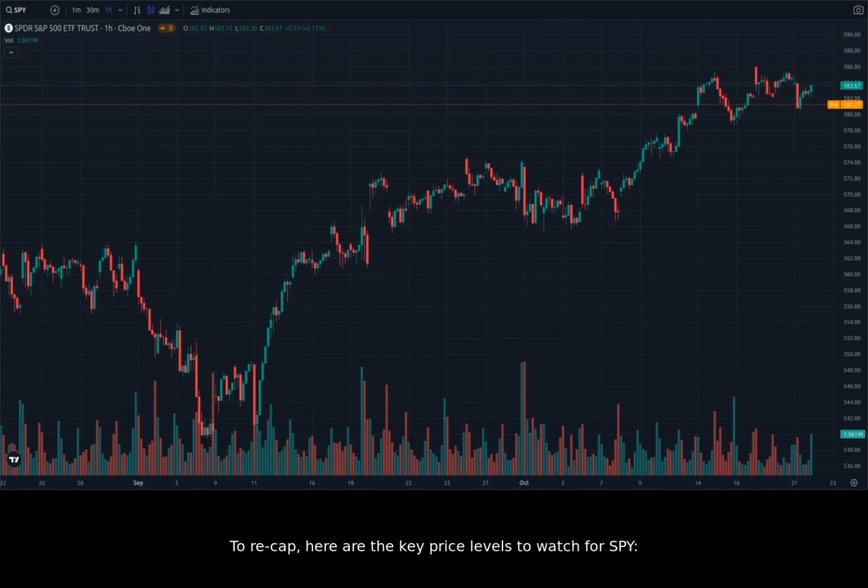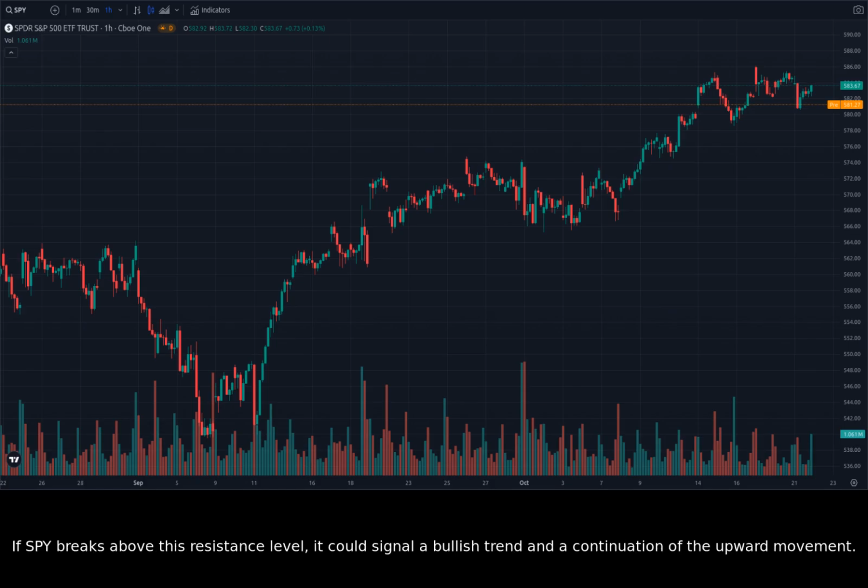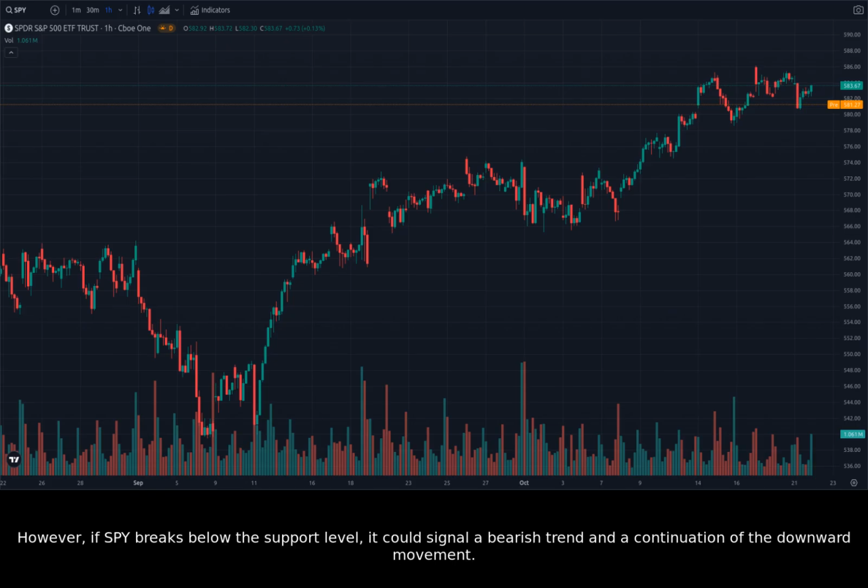To recap, here are the key price levels to watch for SPY. The recent resistance level is currently acting as a potential barrier to further upside movement. If SPY breaks above this resistance level, it could signal a bullish trend and a continuation of the upward movement. However, if SPY breaks below the support level, it could signal a bearish trend and a continuation of the downward movement.